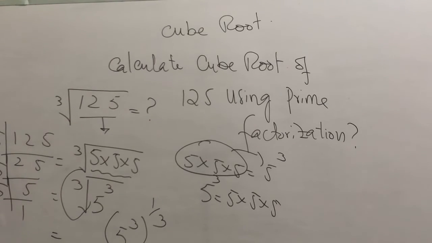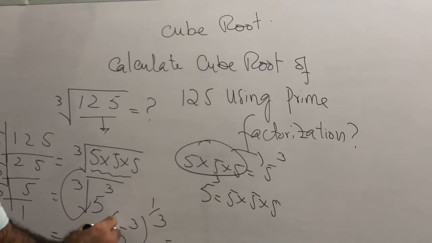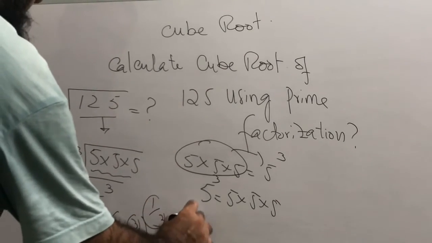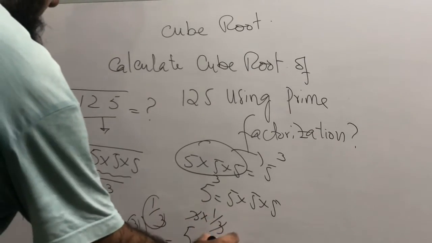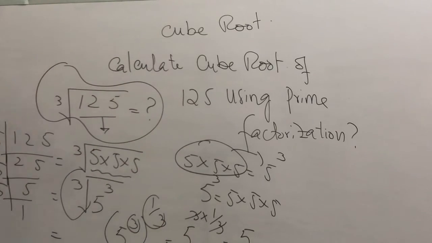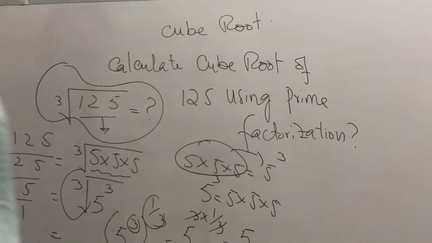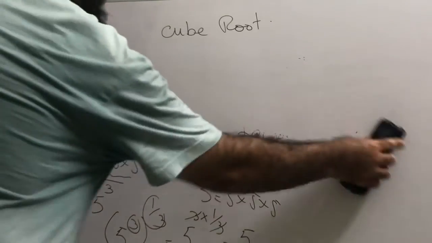Now we will apply the law of exponents. Exponent is power, which says that if one number has two powers, the powers get multiplied. So we will multiply the powers like this. It will be cancelled with this, so we get the answer 5. So if we are looking for the cube root of 125, we will get the answer 5. This is by using the prime factorization method.